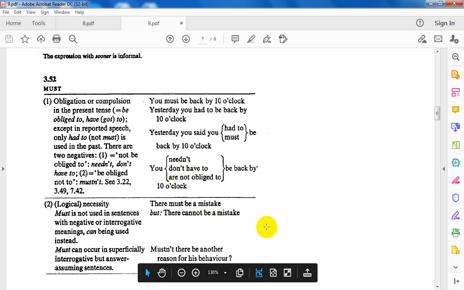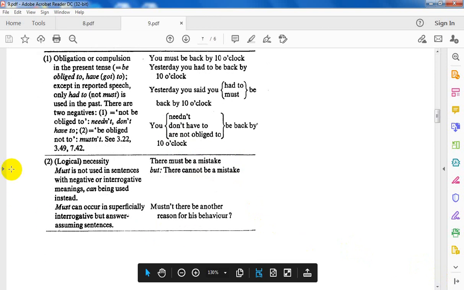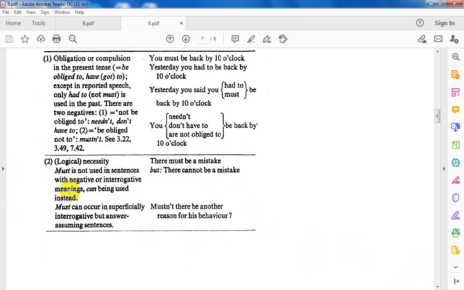Logical necessity. Look at the logical necessity. Must is not used in sentences with negative or interrogative meanings. Must cannot be used in non-assertive sentences, neither negative nor interrogative. And instead, in order to have the same meaning, logical necessity, you can use can in negative or interrogative sentences.